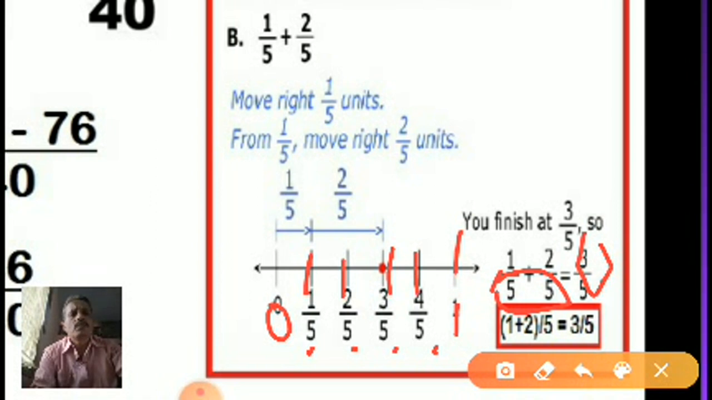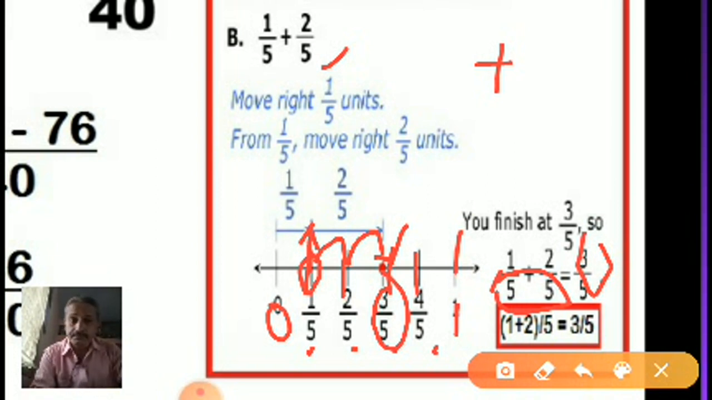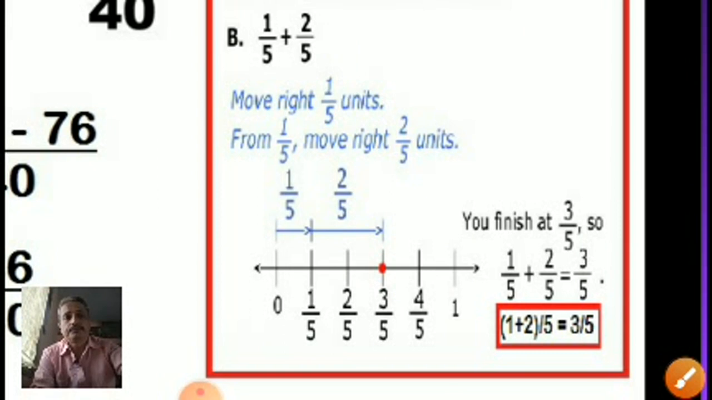First of all, what is there? 1 upon 5. I want to move to 1 upon 5. So I am here now, and then how much do I want to add? 2 upon 5. That means I want to move 2 steps. But in which direction? Addition is to the right side, 1 step and 2 steps. Where did I reach? 3 upon 5. That's my answer. Clear? Good.